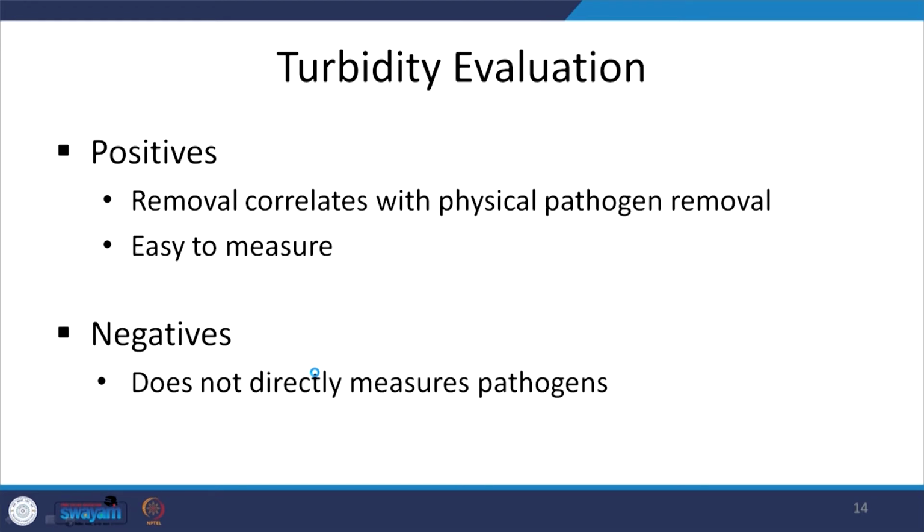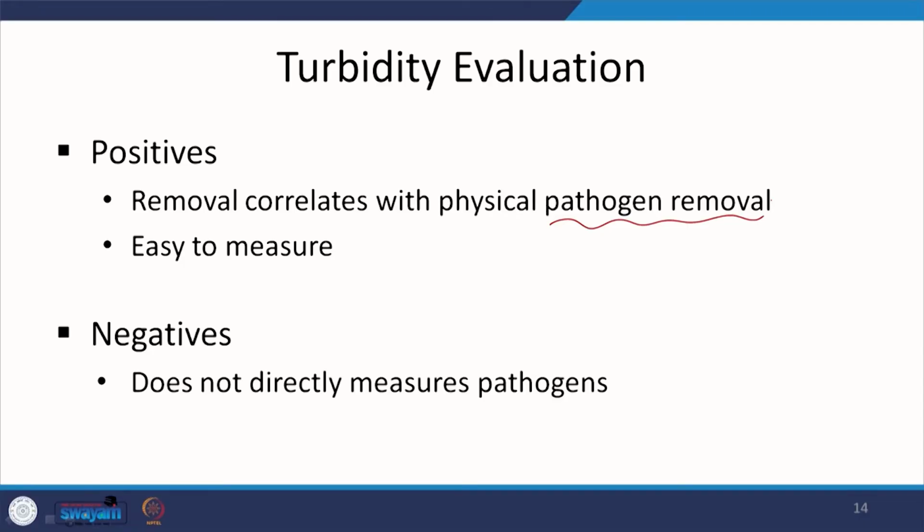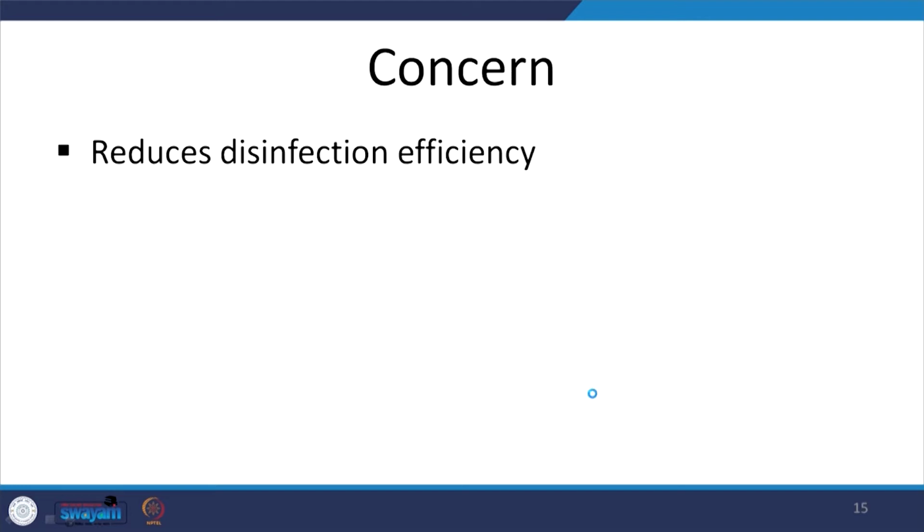Let's move on. Why do I need to look at turbidity? As I mentioned, it correlates pretty well with physical pathogen removal. Let's say turbidity 10 and pathogen of, let's say, 100 or so. Turbidity 2 or 1 and pathogen of almost 0 or 2 or 3. So that's one aspect. It correlates pretty well with physical pathogen removal. And more importantly, as I mentioned, you even have these handheld portable turbidity meters. It's pretty easy and cheap to measure. Negatives, obviously, it's only an indicator which correlates. It does not directly measure the pathogens. Something to keep in mind.